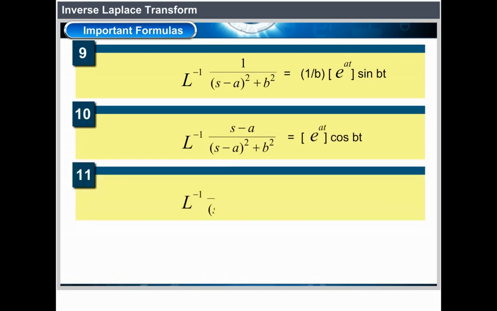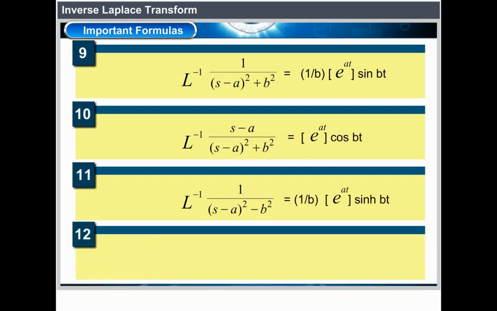Number 11. L inverse of 1 by (s minus a) the whole square minus b square equals 1 by b e power at into sinh bt. Number 12. L inverse of s minus a divided by (s minus a) the whole square minus b square equals e power at cosh bt.